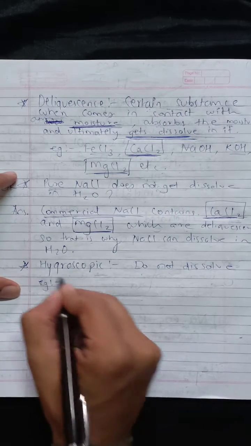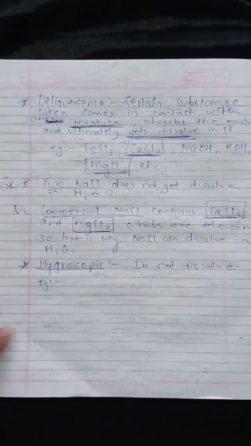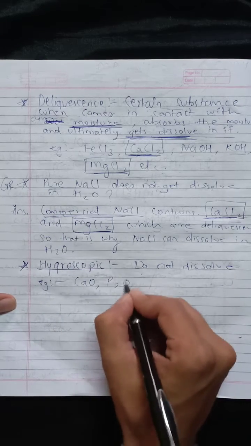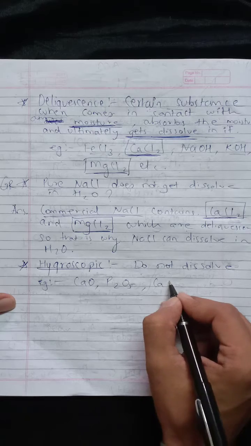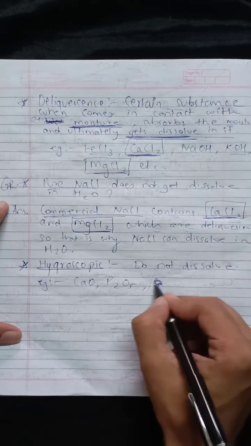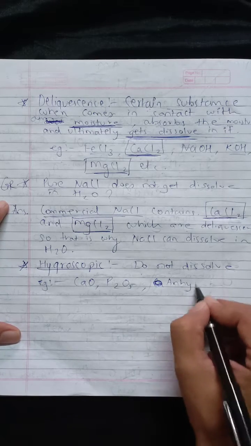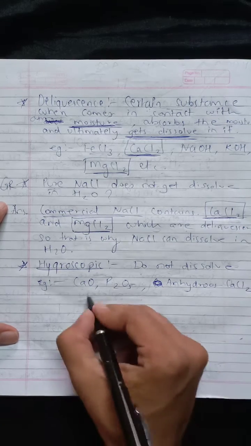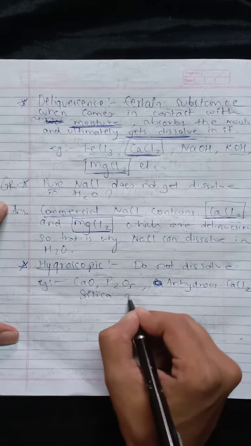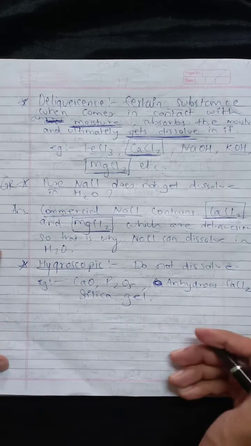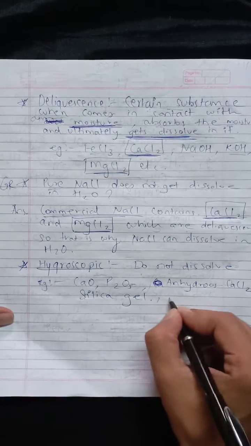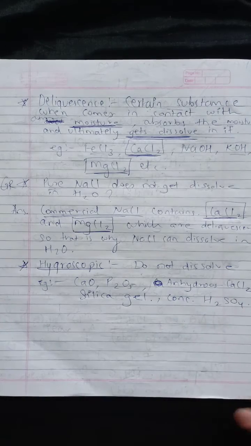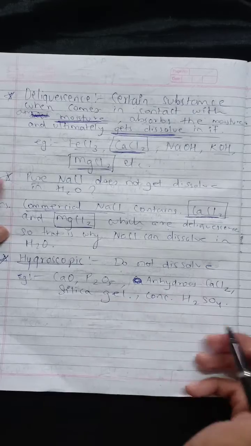Examples of hygroscopic substances are very important and they might ask you in the exams. Okay, that's calcium oxide, phosphorus pentaoxide, anhydrous calcium chloride, silica gel, and in liquid if you want, concentrated sulfuric acid. So these are the important examples.